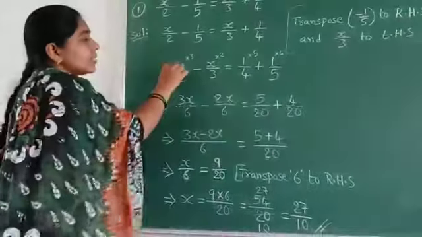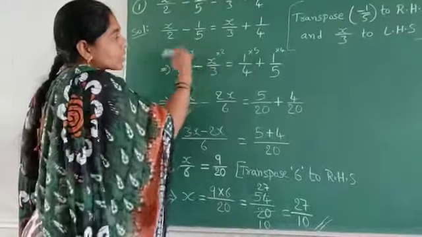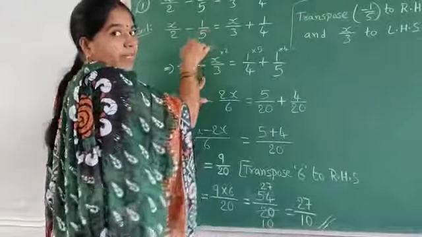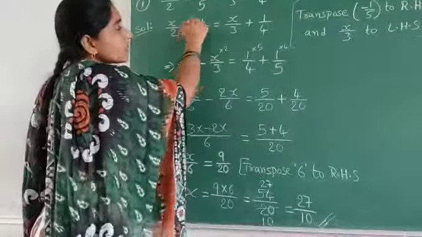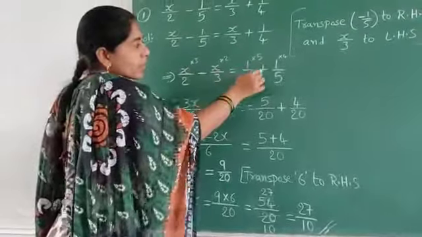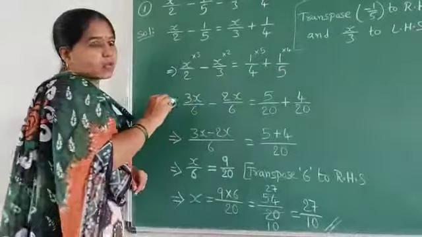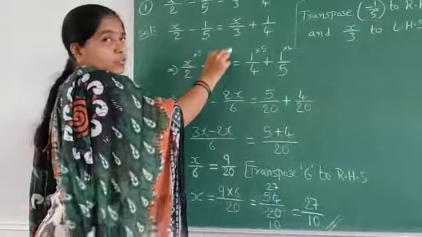Okay. Then, children, after transposing, x by 2 minus x by 3 it will become, because it is plus it will become minus. If it is minus it will become plus. 1 by 4 plus 1 by 5 it has become. 2 and 3 LCM is 6. Okay. 2 3s are 6 and 3 2s are 6.